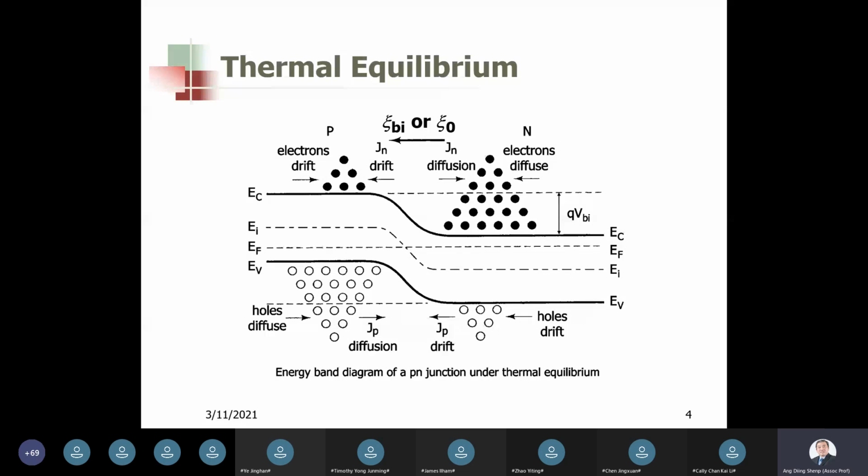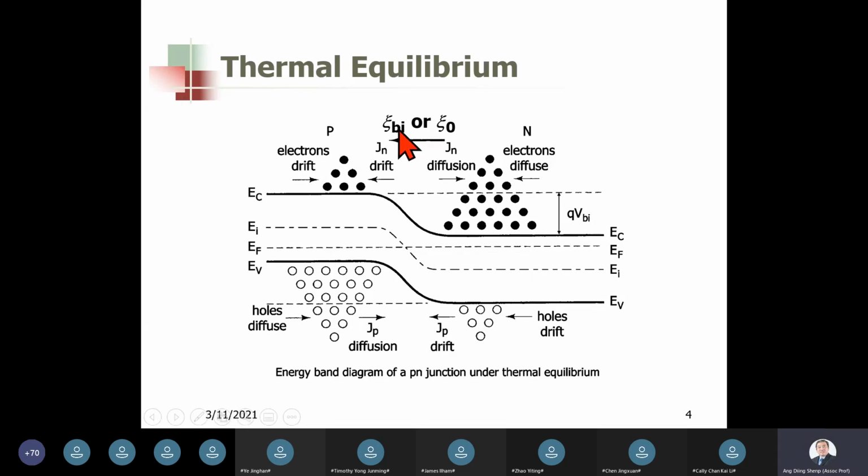Now, before doing that, let me just recap what we have learned so far about a PN junction under thermal equilibrium. So what you see here is the band diagram of a PN junction under thermal equilibrium. The Fermi level is a single horizontal line throughout the entire junction without any gradient. The gradient is 0.